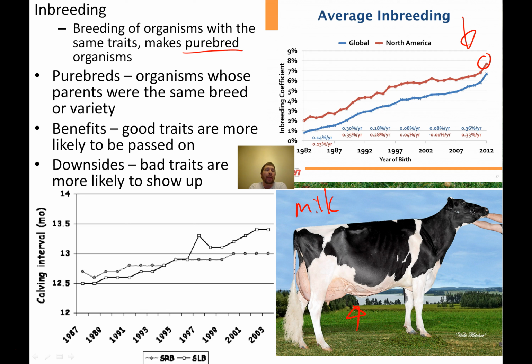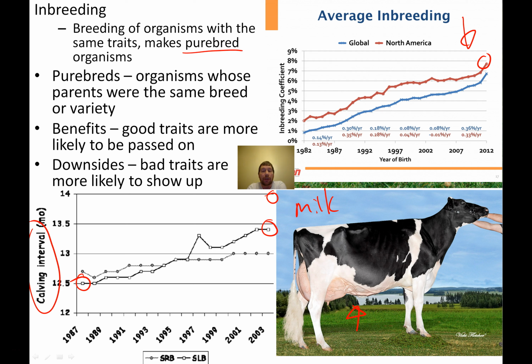Well, the problem with that is we're seeing some nasty things show up as the cows become more and more inbred. What you're looking at down here is calving interval. The more frequently a cow has a calf, the more money she's going to make you. And you can see in the year 1987, our calving interval for cows was 12.5 months. Every cow in America, on average, was having a calf every 12.5 months, or roughly every year. By the year 2003, that number's gone up to 13.5, and today that number's almost 14.